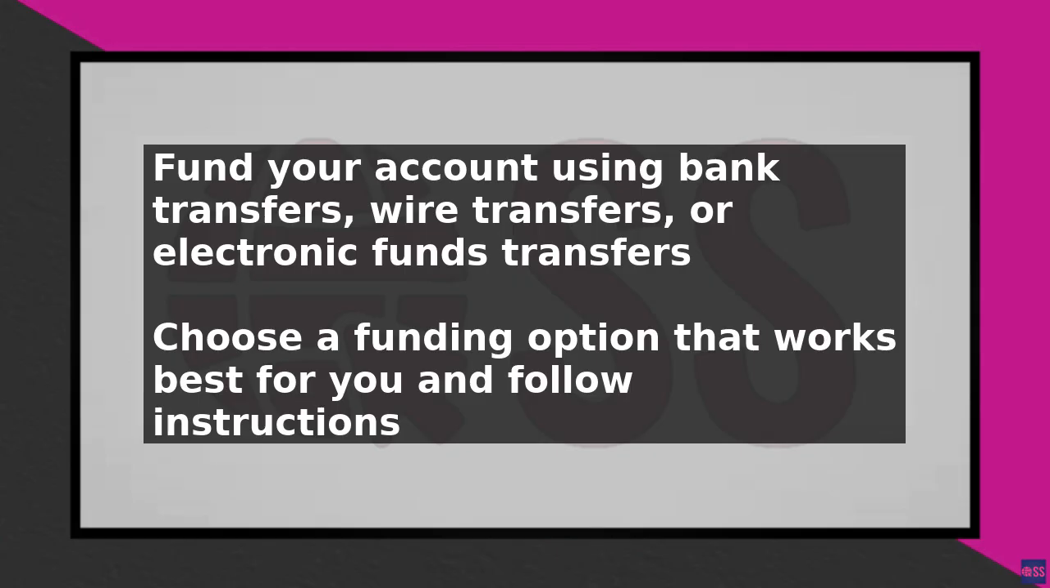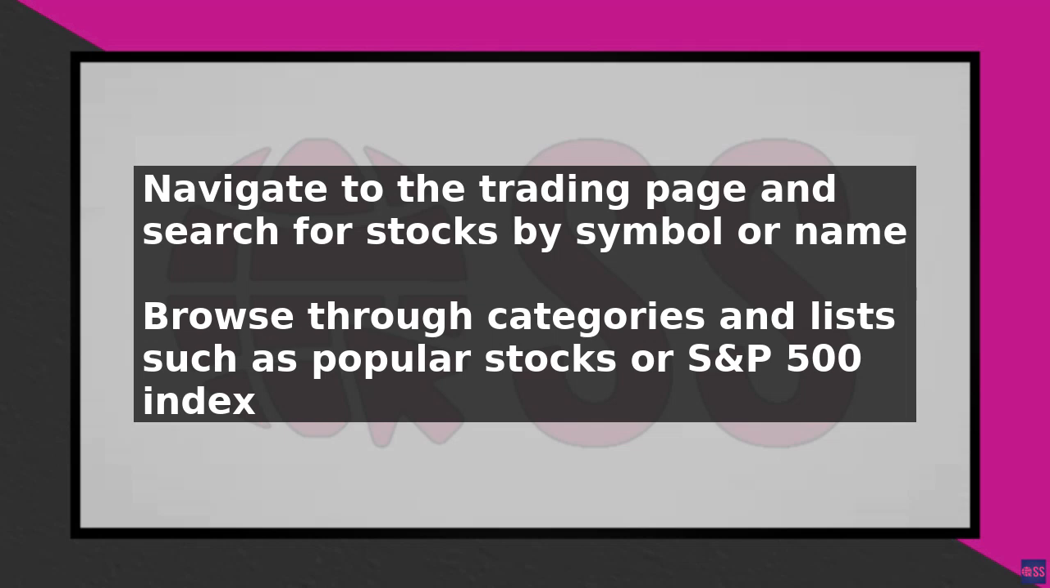Once you have found the stock you want to buy, click on it to view its details page. This page provides you with a wealth of information, including the current price, trading volume, and historical performance. You can also view news and analysis about the stock to help you make a more informed decision.